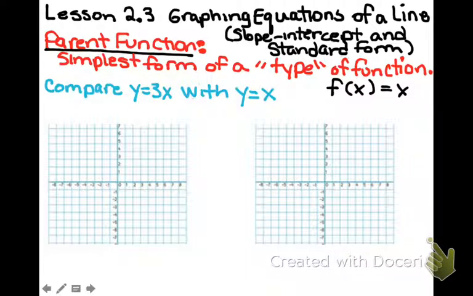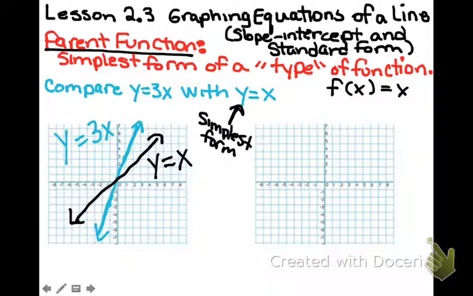You're asked to compare y equals 3x with y equals x, and y equals x is the simplest form of a linear equation. So we are going to graph both of these equations and then look to see what they have in common and what might be different about these. Okay, so we're comparing the blue line with the black line. And remember, you're trying to figure out what they have in common and how these two lines are different.